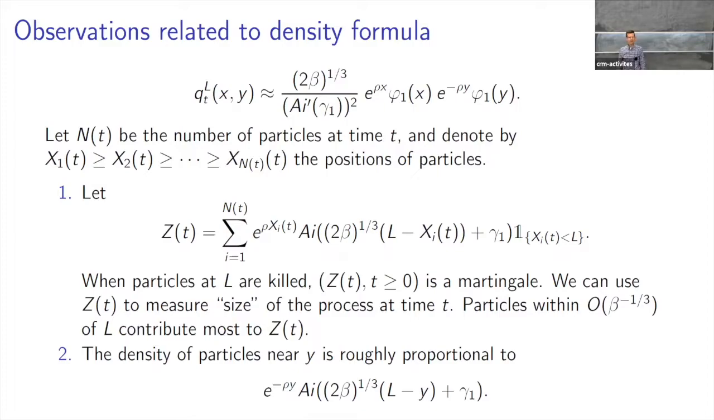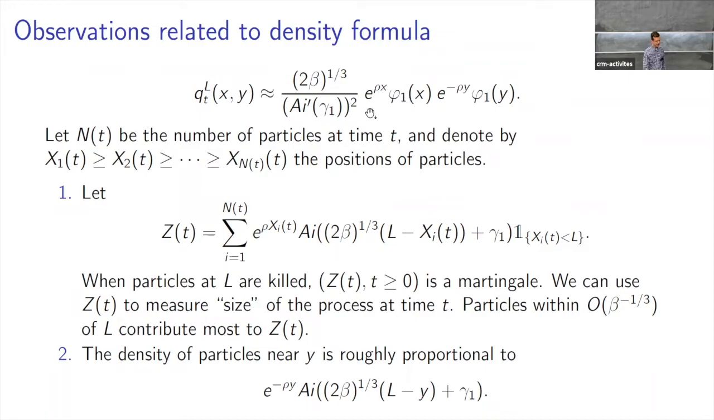So I want to make a couple of observations related to this density formula, or this approximation to the density formula. So let's let N of t be the number of particles at time t, and we'll let x1 of t, x2 of t, and so on be the positions of the particles at time t.